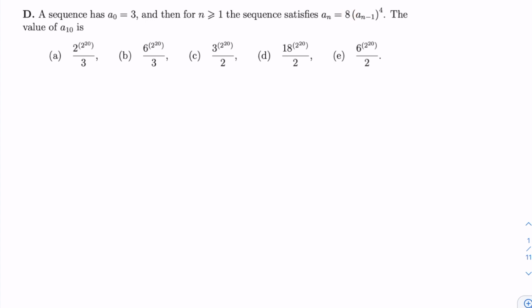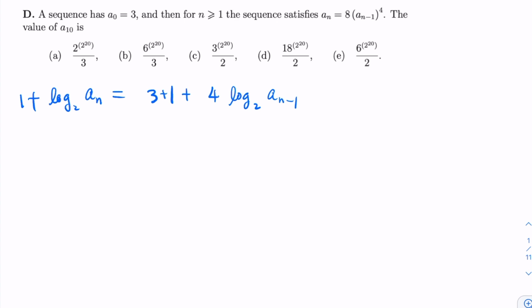Let's do that. So log 2 of an, and using the property of the logarithms, the right hand side is going to be log 8 plus 4 log of a(n-1). Alright, so this becomes 3 here. Yeah, so this is actually 3. And in order to have a geometric sequence, I would like to add 1 on both sides and add 1 here.